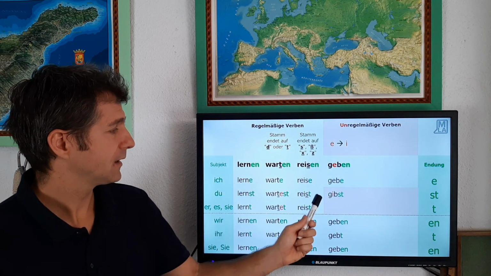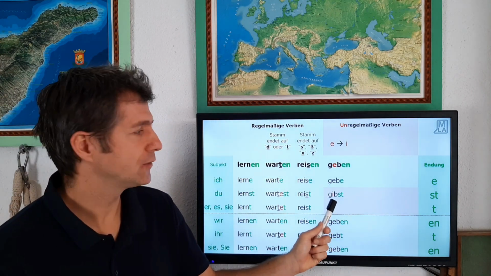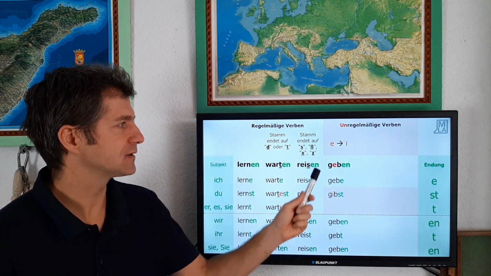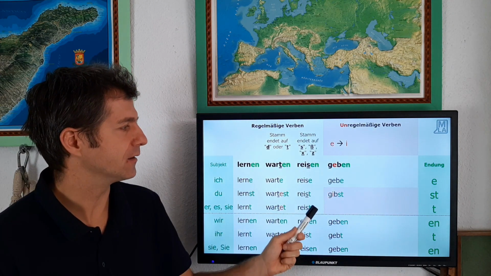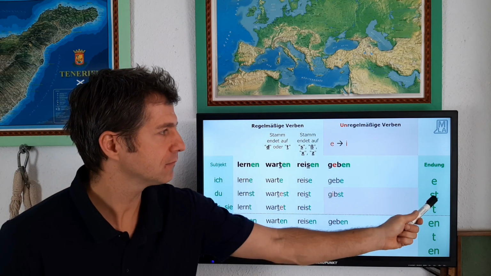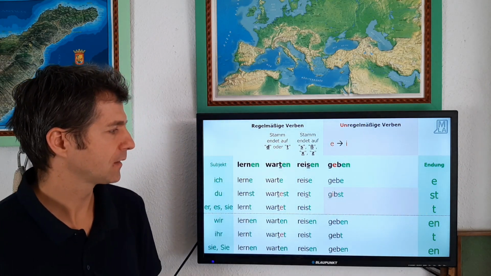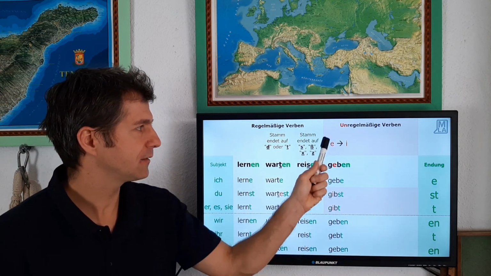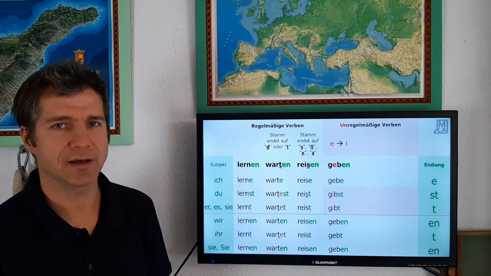With du, it would be du gibst. Though there is a change in the root, for this reason it's irregular. Okay, so there's a change from E to I. Du gibst. But the ending, it's the same ending like every time. And here it's the same, er gibt. Same ending, but there's the change from E to I.